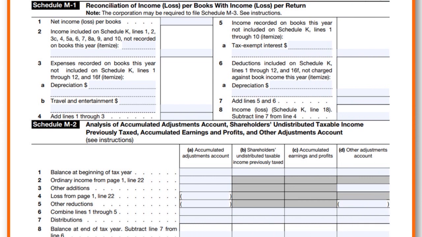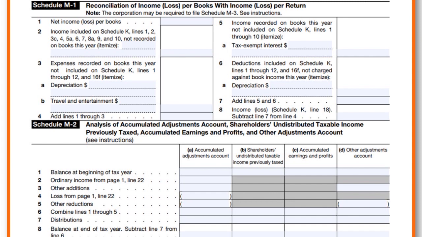Step number 6, you want to fill out Form 1120S Schedule M-1. Now, this is what I was showing you a little earlier. So when we talk about Schedule M-1, it's important to really understand that this schedule reports any differences between the S Corporation's P&L reported on line 18 of Schedule K and its net income from the P&L statements, right?